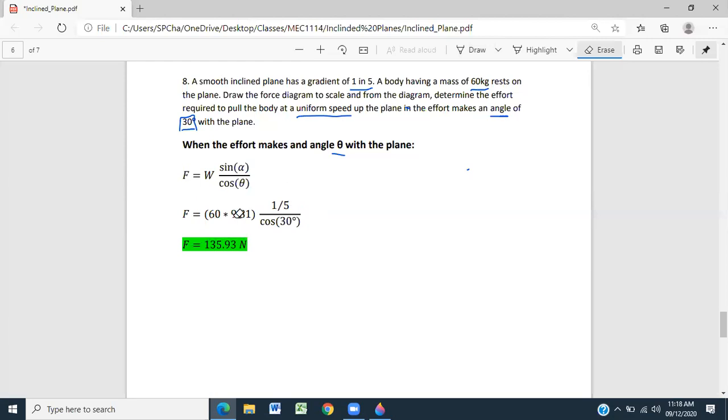Let me just verify. 60 times 9.81 is equal to 588.6, times 1 divided by 5, and all of that divided by cosine 30 gives us 135.93 newtons. Any questions about any of the other questions or this one?